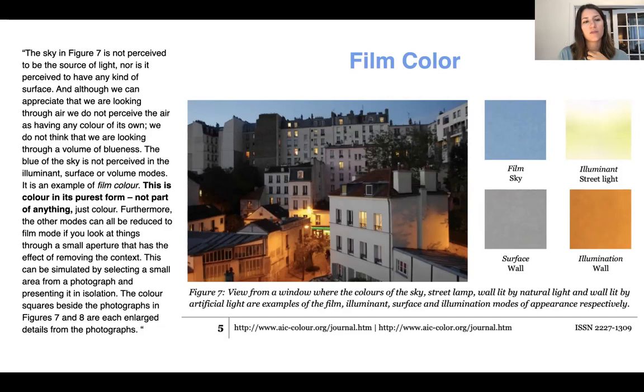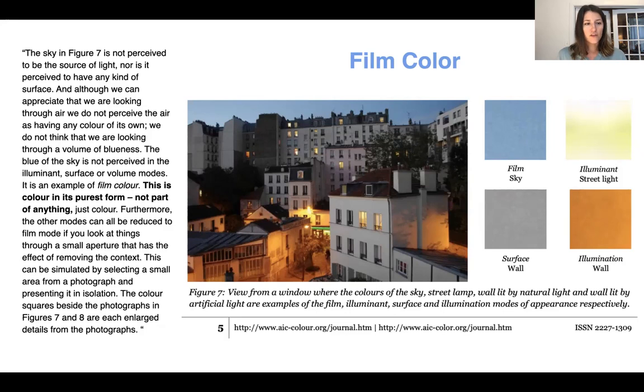The blue of the sky is not perceived in the illuminant, surface, or volume modes. So we're going to get into volume in a second. It is an example of film color. This is color in its purest form, not part of anything, just color. Furthermore, the other modes can all be reduced to film mode. So a film can obliterate whatever sort of color perception is occurring separate from it, just like the mountain example I gave. The mountains have a distinct surface color, but the film color is dominating and is altering your perception. And so you perceive it as a different color.